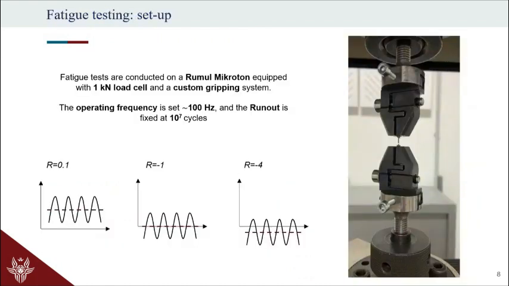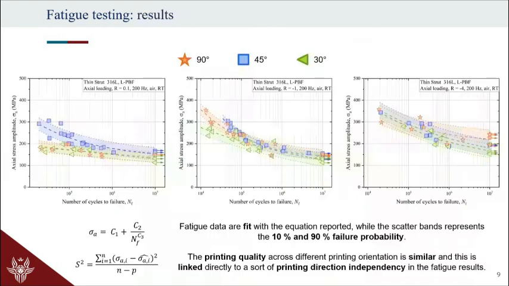We went on with the fatigue testing. As you may notice, we use a very specific setup, and we selected three different load case scenarios, from completely tensile to fully reversed to mainly compressive, in order to assess the effect of the mean stress. What we obtain are these curves. As you may notice from the different colors, there is not much difference in the fatigue response for the different printing orientations.